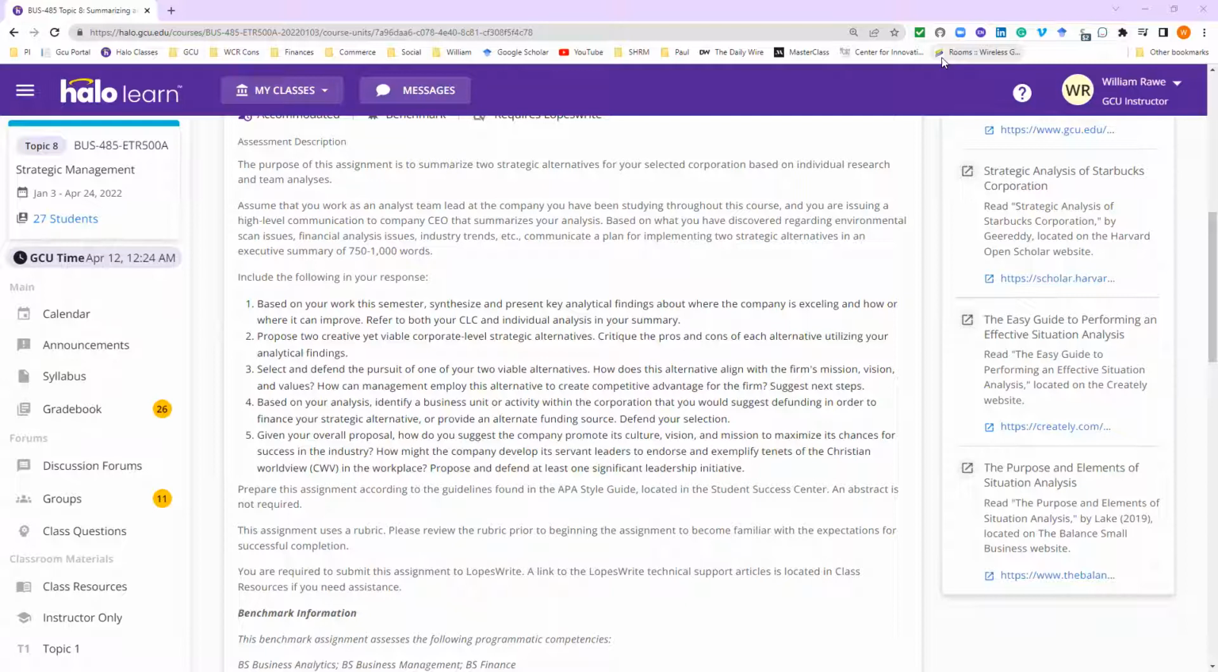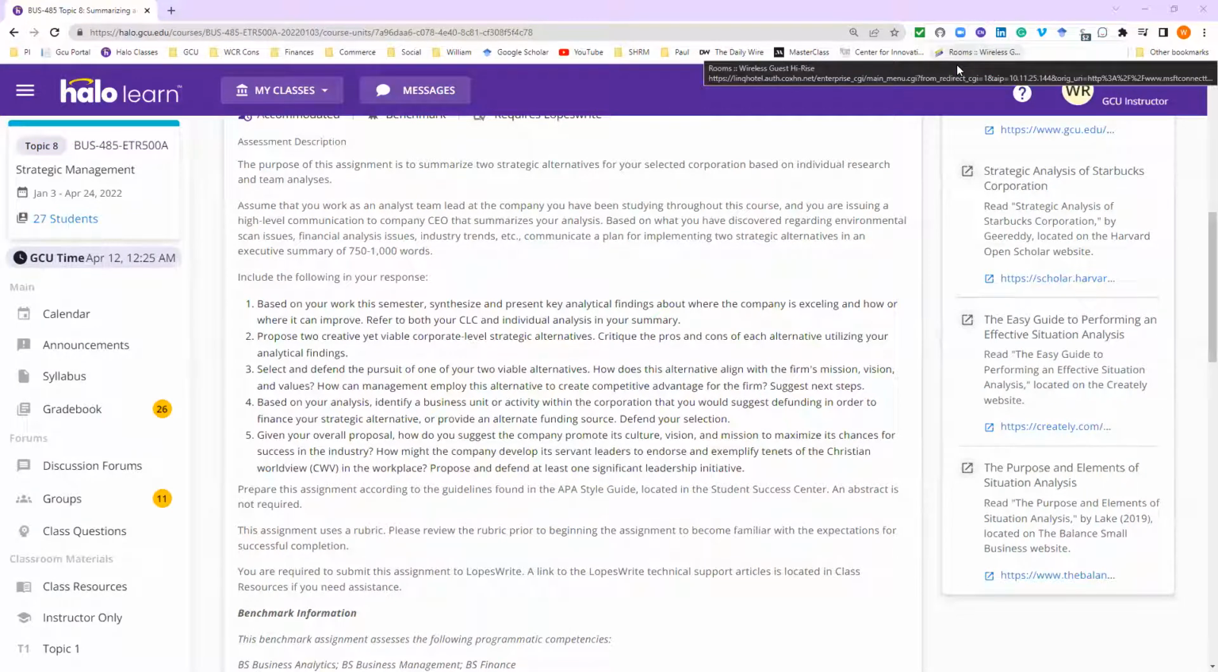strategic alternatives. So you've been writing in general, or you've been writing about one strategic alternative. Now you have to pick two for this assignment. And then you have 5 prompts that guide you in your writing for these two strategic alternatives.